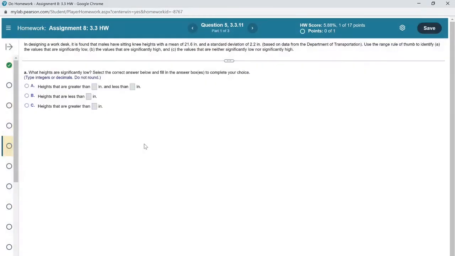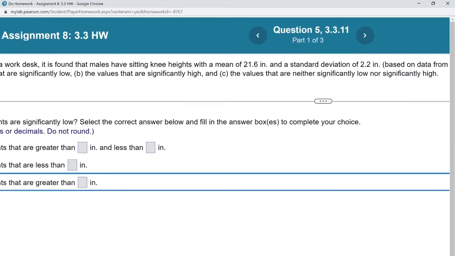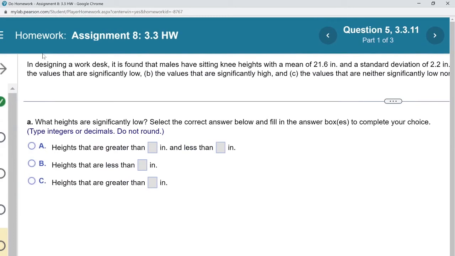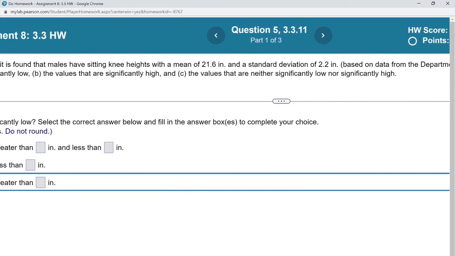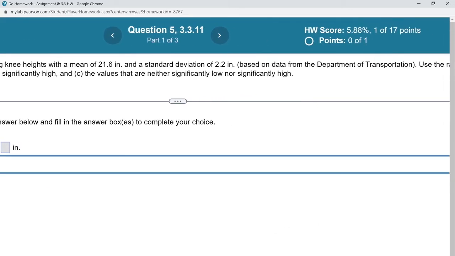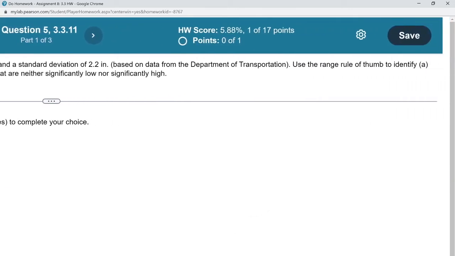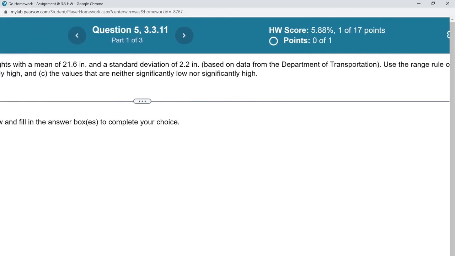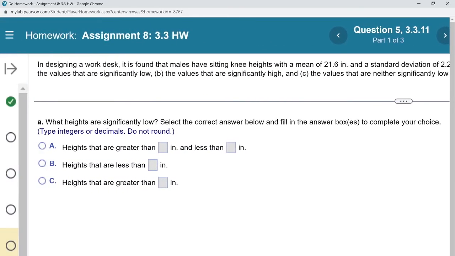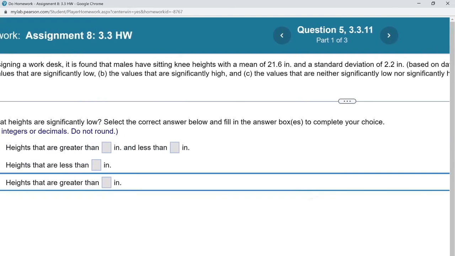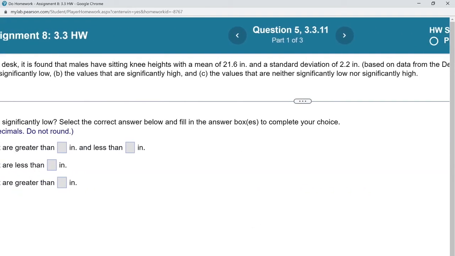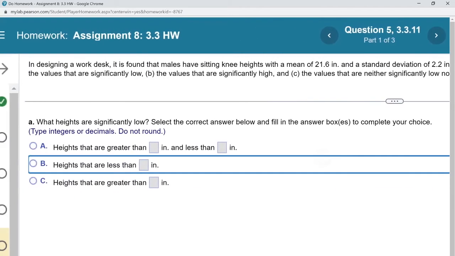Let's look at another example. Hopefully you can see this here. In designing a work desk, it is found that males have sitting knee heights with a mean of 21.6 inches and a standard deviation of 2.2 inches, based on data from the Department of Transportation. Use the range rule of thumb to identify A, the values that are significantly low, B, the values that are significantly high, and C, the values that are neither significantly low nor high.